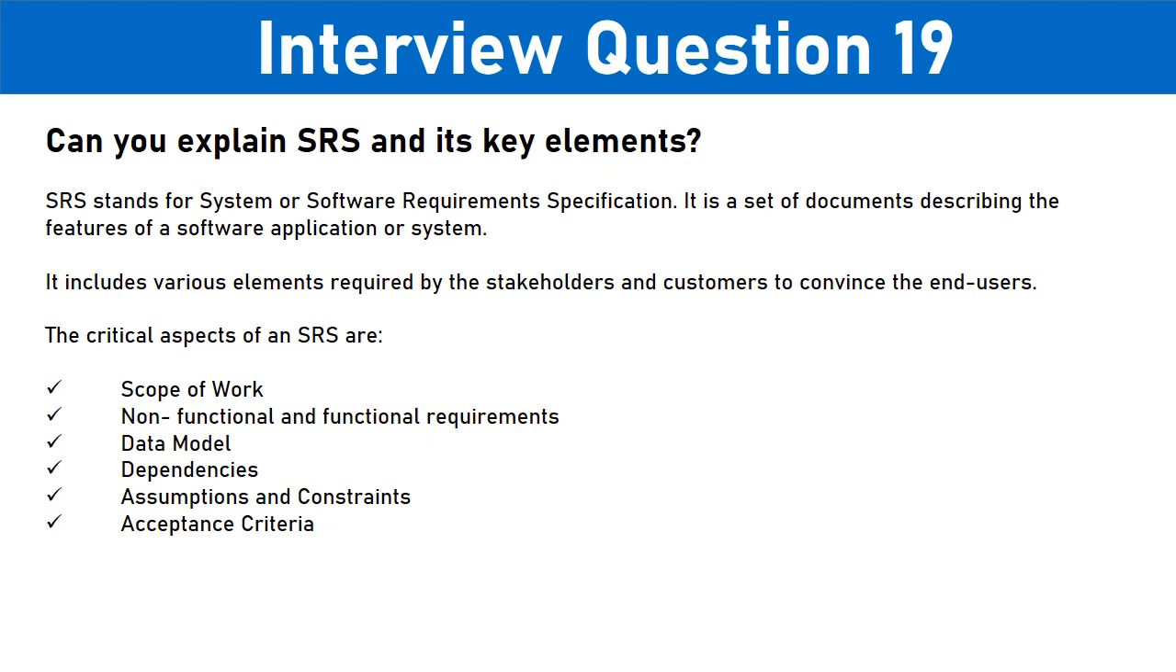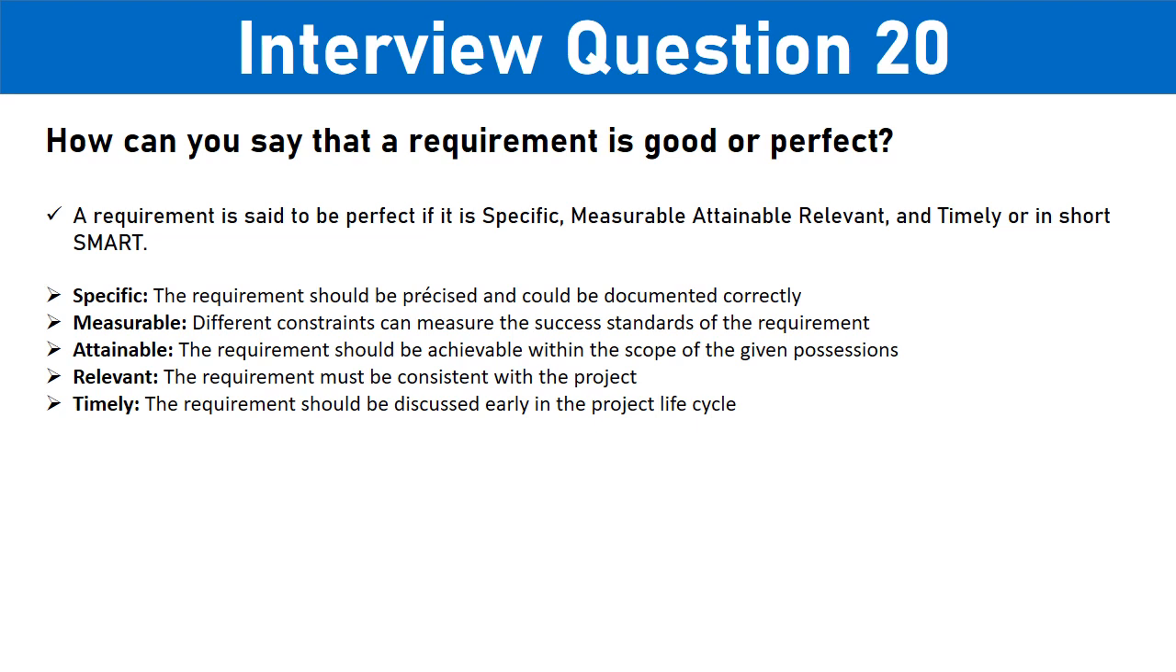Interview question 19. Can you explain SRS and its key elements? SRS stands for System or Software Requirement Specification. It is a set of documents describing the features of a software application or system. It includes various elements required by the stakeholders and customers to convince the end users. The critical aspects of an SRS are: scope of work, non-functional and functional requirements, data model, dependencies, assumptions and constraints, acceptance criteria.